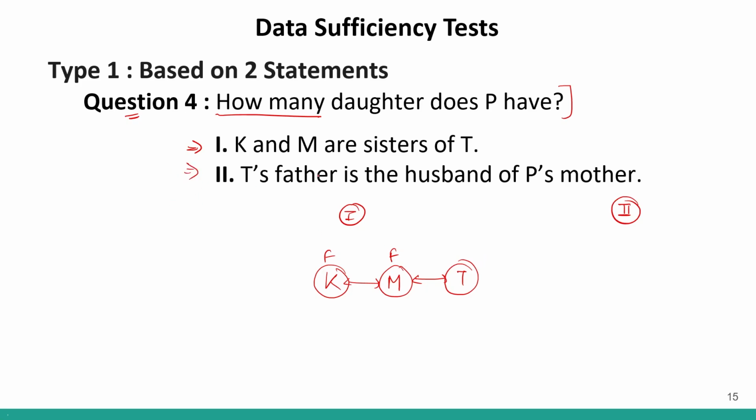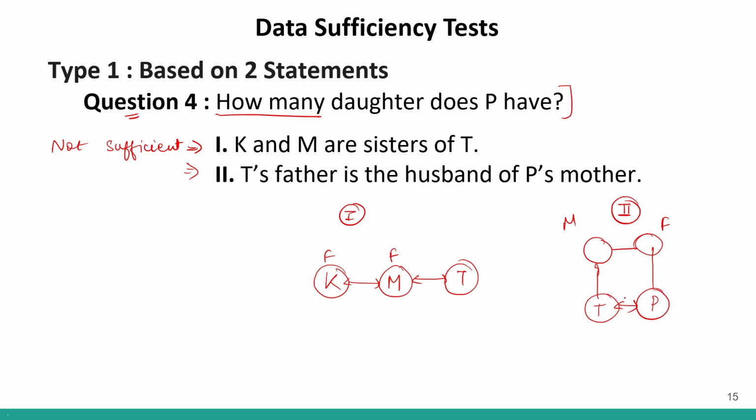So K and M are sisters of T. Moving on to statement number 2. Statement 1 is not sufficient. We cannot definitely say how many daughters P has. P is not even mentioned. Coming to statement 2, it says that T's father, so father means male, is the husband of P's mother. So P will have a mother and they are husband and wife. That means T and P are basically siblings.